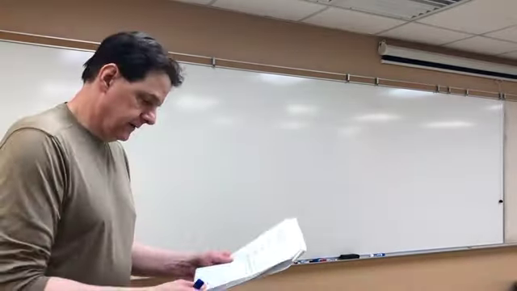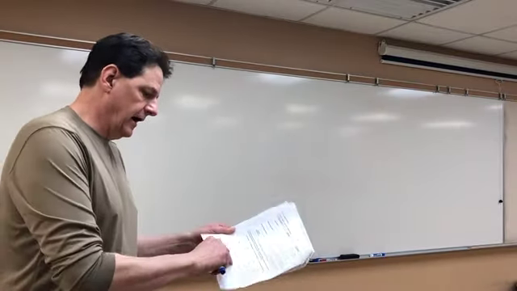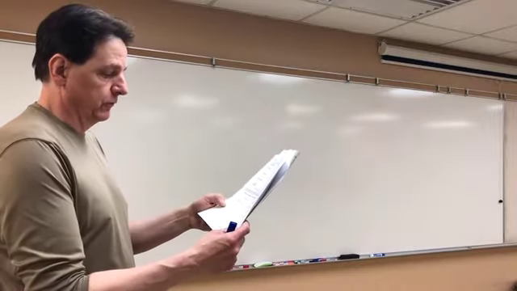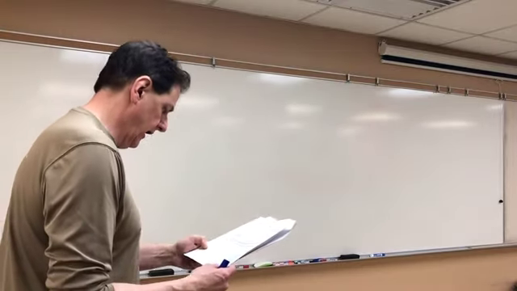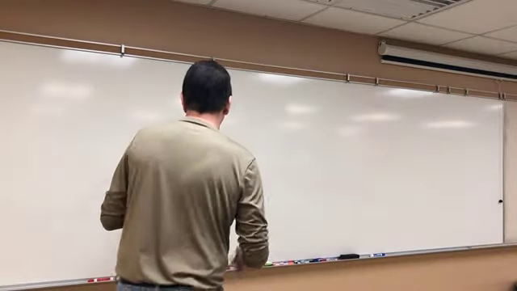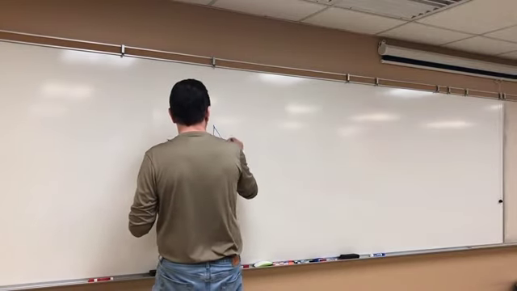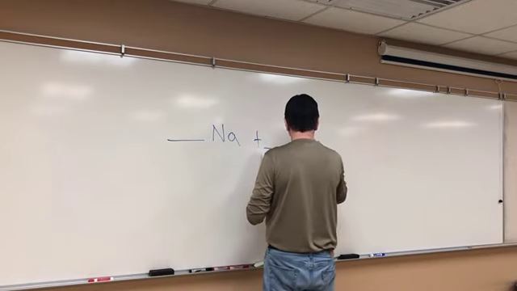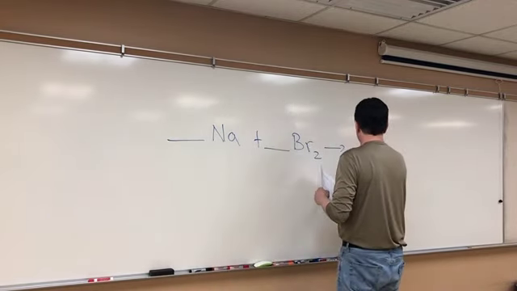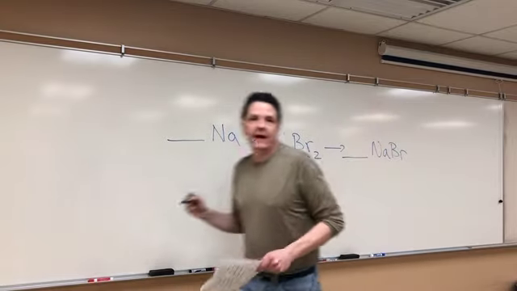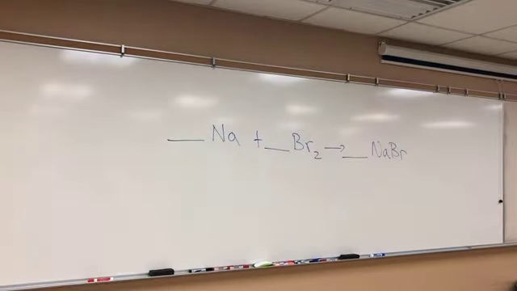I'm back. We are still on the back of page 12 of the Unit 3 packet. We're going to finish this page out. So we left off on the seventh reaction. The seventh reaction was sodium plus bromine going to sodium bromide. We're going to balance and type that reaction.